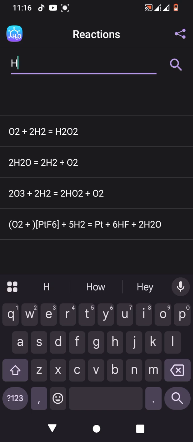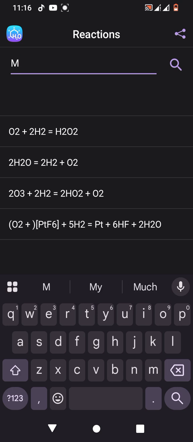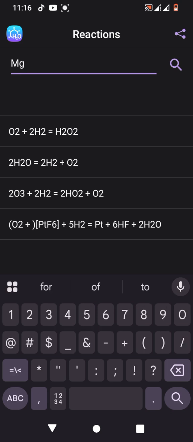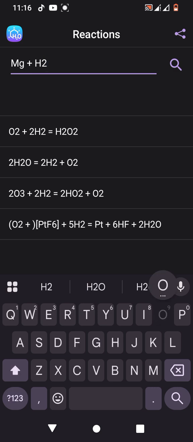So let's do a more tricky chemical equation, something that we'll use during the course of this session. So let's react a metal and water to see what we can get. So I'll do magnesium and water. So Mg plus H2O.